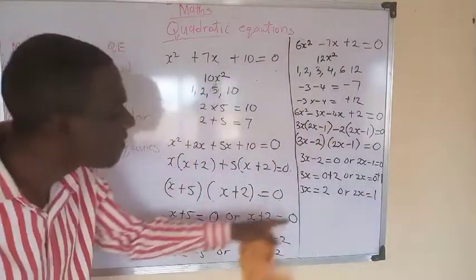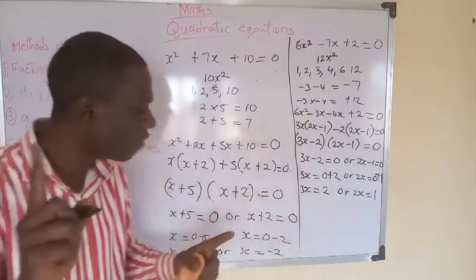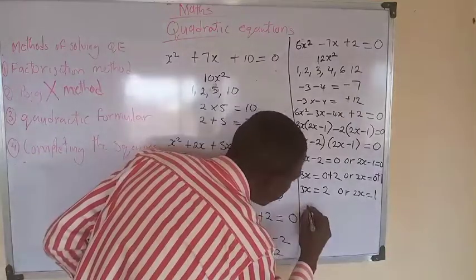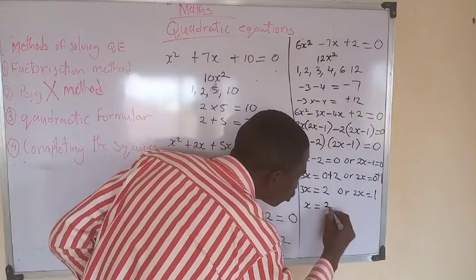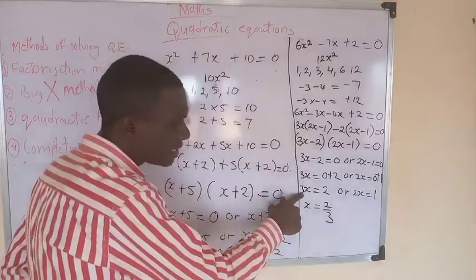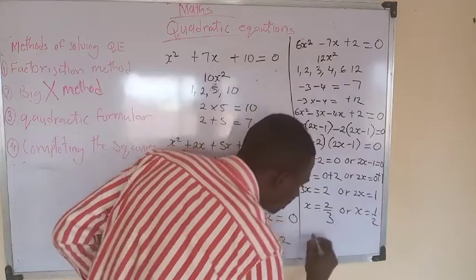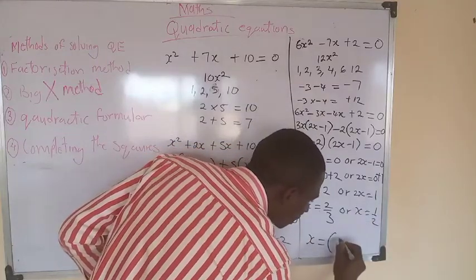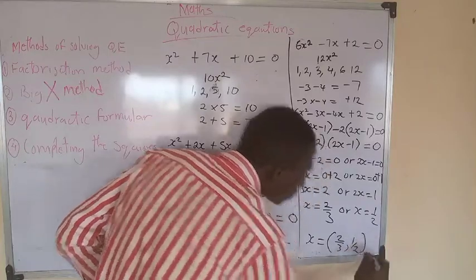1. So we divide both sides by the coefficient of x so that we can obtain the exact value of x. So that we now have what? x is equal to what? 2 over 3, and we divide both sides by 3. Or x is equal to what? 1 over 2. Therefore, our x will be equal to 2 over 3, 1 over 2.